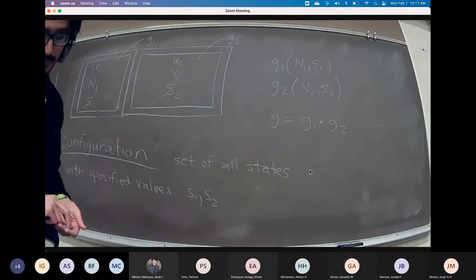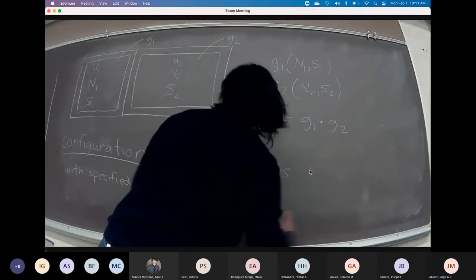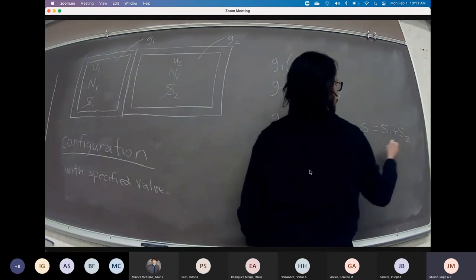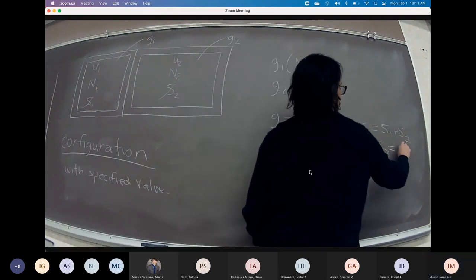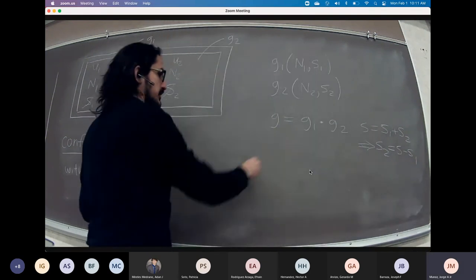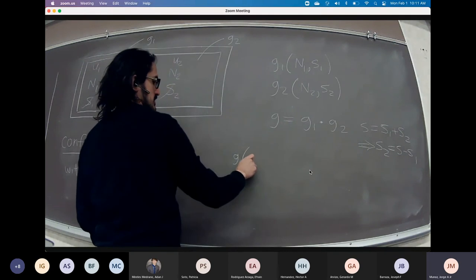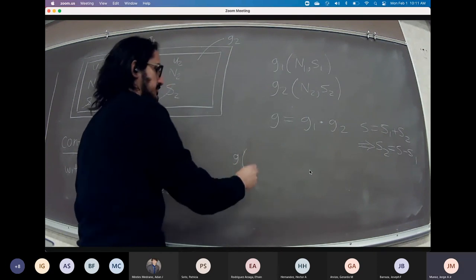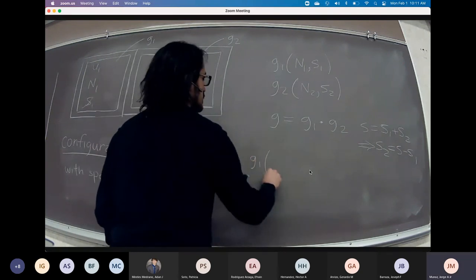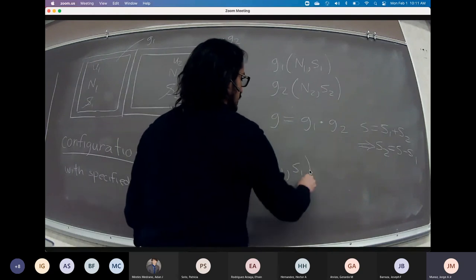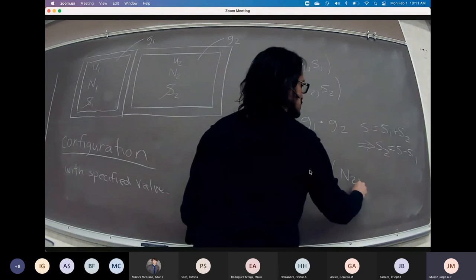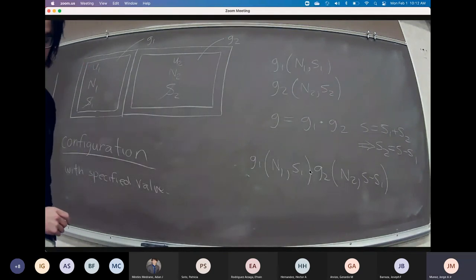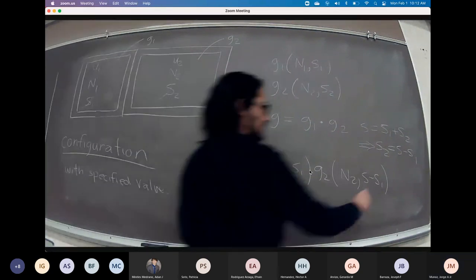Okay, so we can decrease the number of variables. We can just say that S is equal to S1 plus S2. This implies that S2 is S minus S1. And then we can write this G as G1(N1, S1) times G2(N2, S minus S1). Right, so we decrease the number of variables. This is equation 2.7.